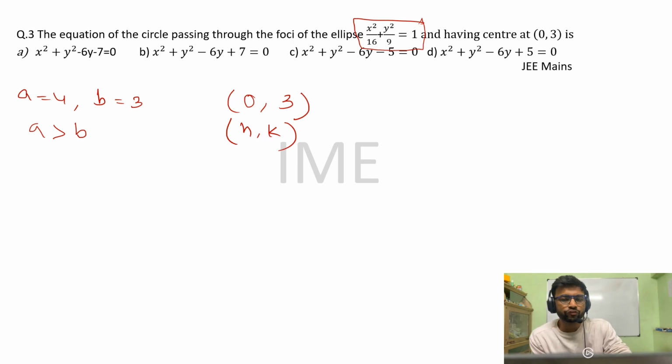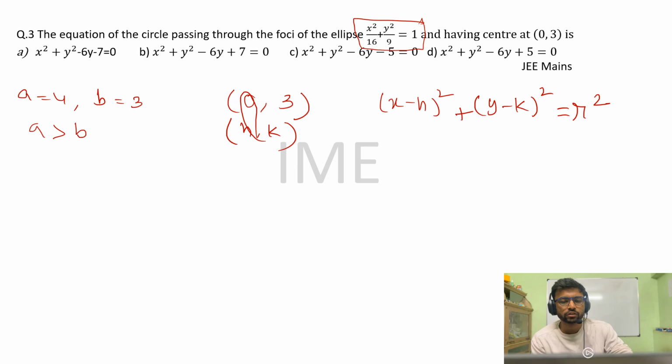Okay, so we have to find the equation of the circle which has center at 0 comma 3 and which passes through the foci of the given ellipse. As we all know, the general equation of a circle is x minus h whole square plus y minus k whole square is equal to radius square. Here we have the values of h and k: h is 0 and k is 3.